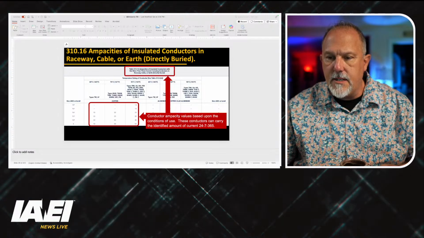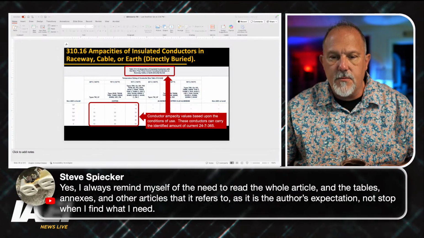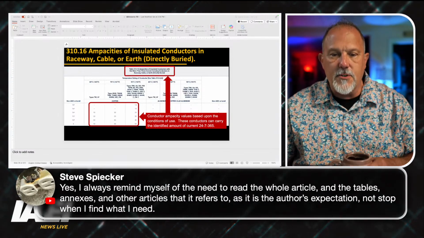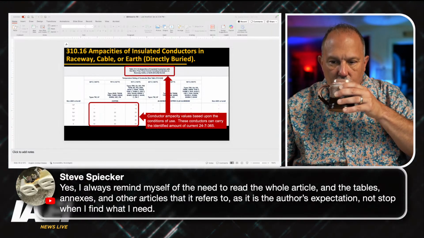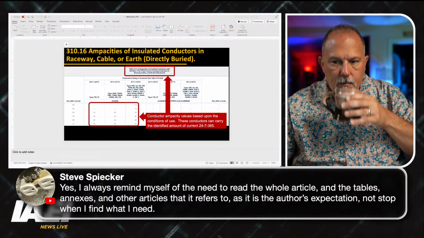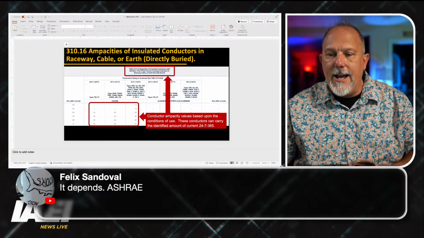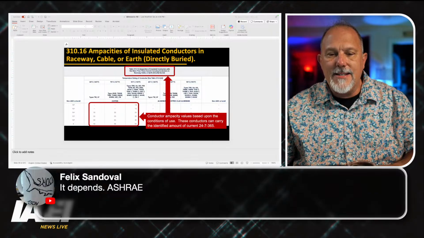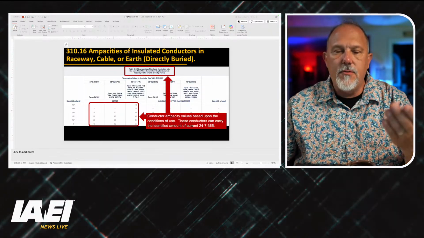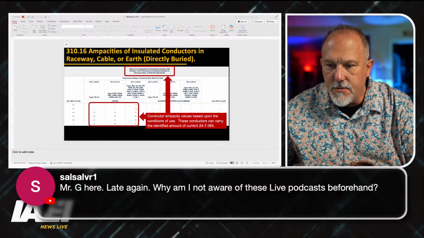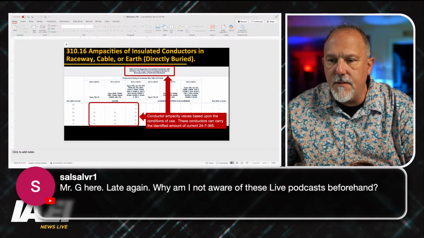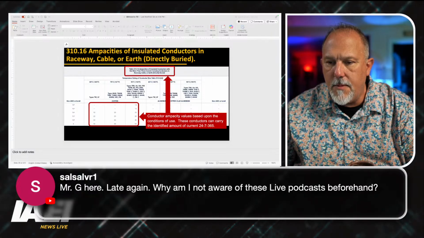Yes, it does. Yes, I always remind myself of the need to read the whole article and the tables, annexes. Yes, absolutely, Steve. Absolutely. Ashray, yes, Ashray might have. So Mr. G, you said, no, it wasn't Mr. G. Who asked? Steve. Who asked about the temperature?